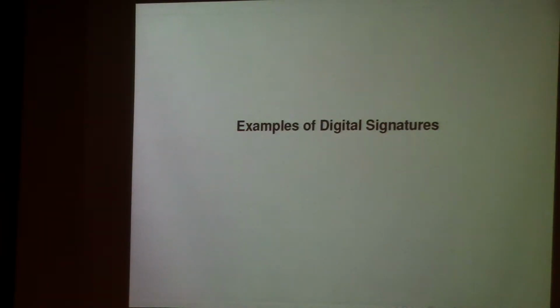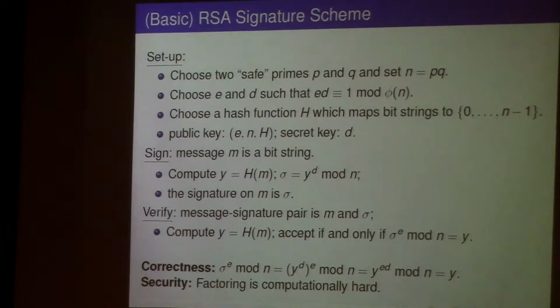Now we come to examples of digital signatures. I'll talk about two examples, as I mentioned, the RSA and the ECDSA. Well, this is the basic RSA signature scheme. For actual applications, there are more details that would be required. So there are three algorithms for any signature scheme: setup, sign, and verify. In the RSA signature scheme, setup will be performing these operations, and you come up with a public key or the verification key E and a signing key D.